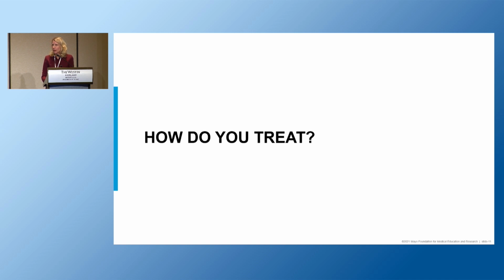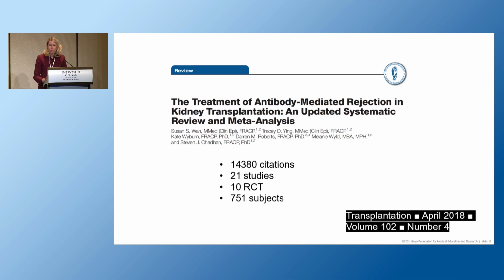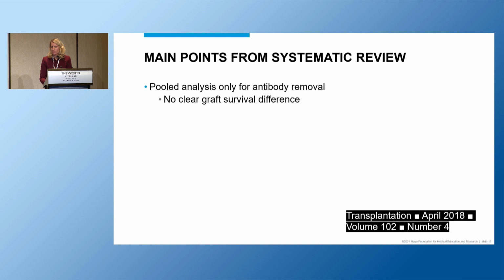So with that in mind, how should we treat these patients? Okay. So what is the data out there? I could spend a lot of time going through the individual studies that have been published, but I think it really is summed up nicely from this meta-analysis that was published in 2018. And they looked at over 14,000 citations, and they ended up with 21 studies. Of these, only 10 of them were randomized controlled trials, and they looked at 750 patients.